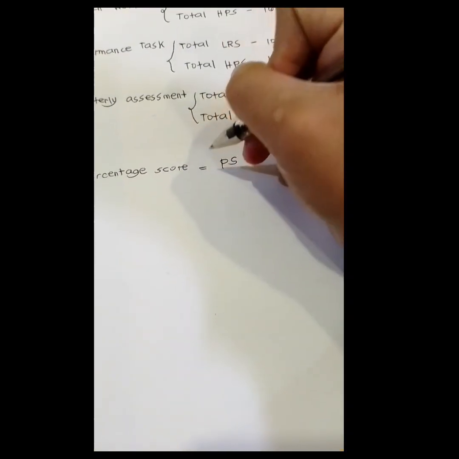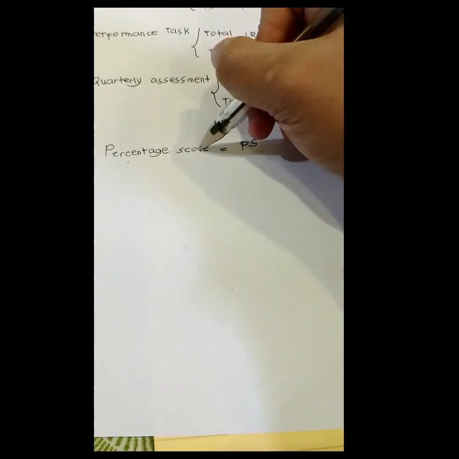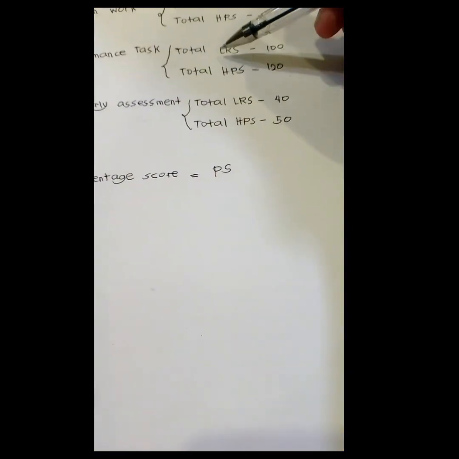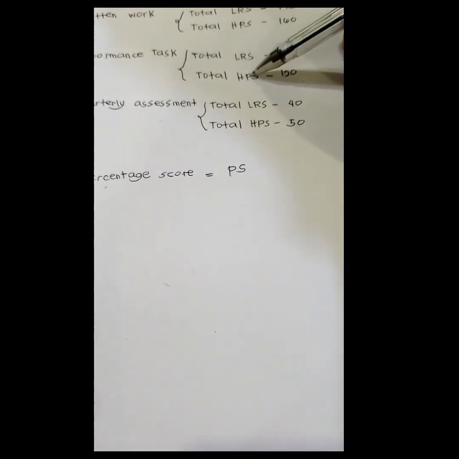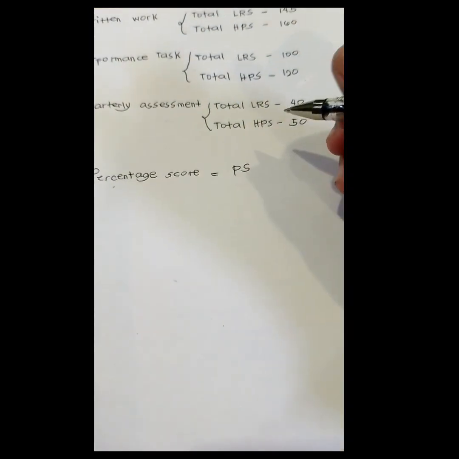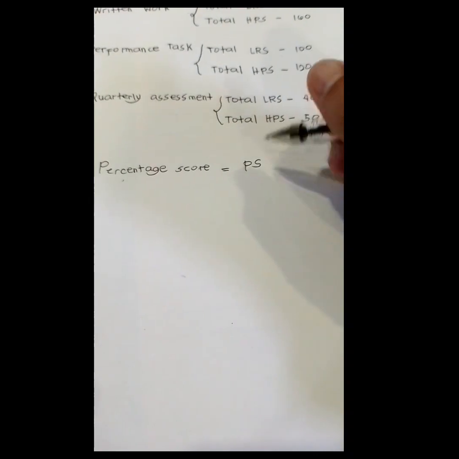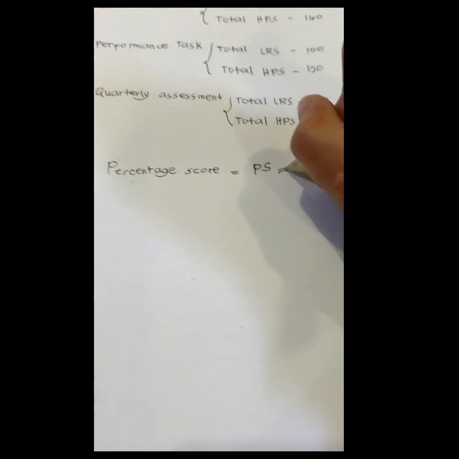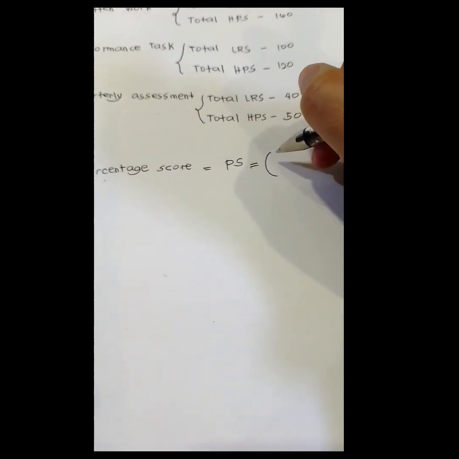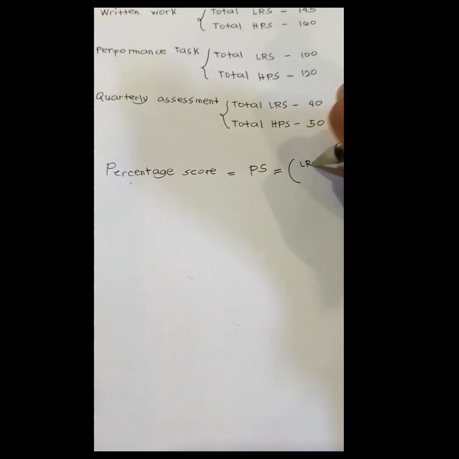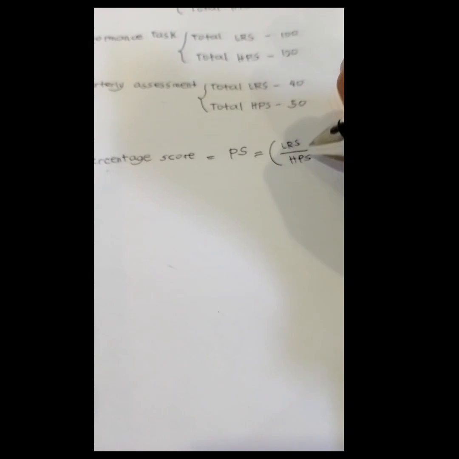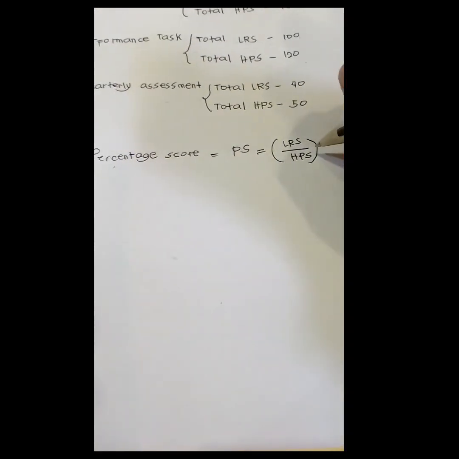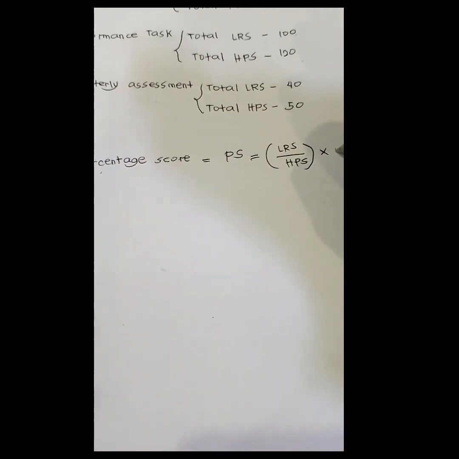So, we have PS. PS stands for percentage score, and LRS is learner's raw score, and HPS is highest possible score. So, percentage score is equals to, open and close parentheses, learner raw score divided by highest possible score, times 100%.